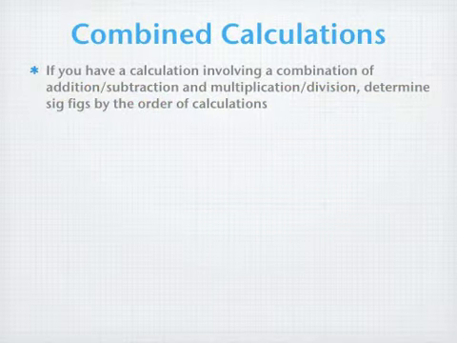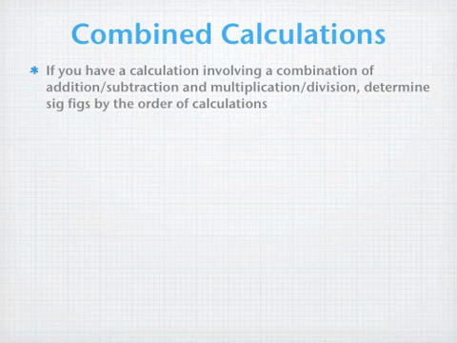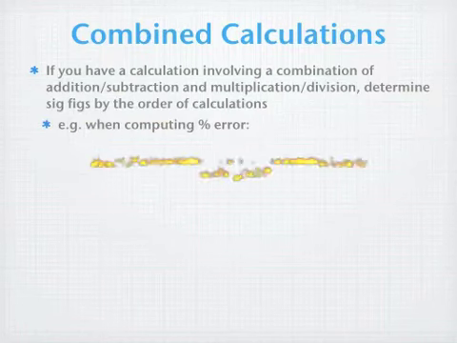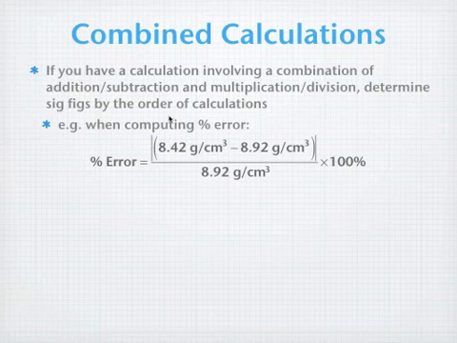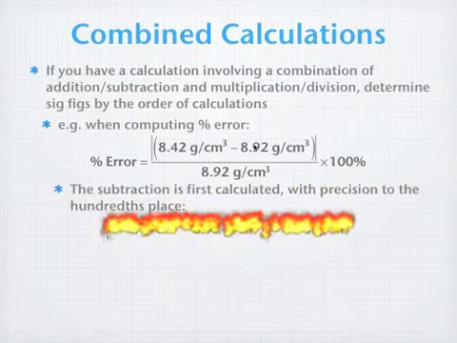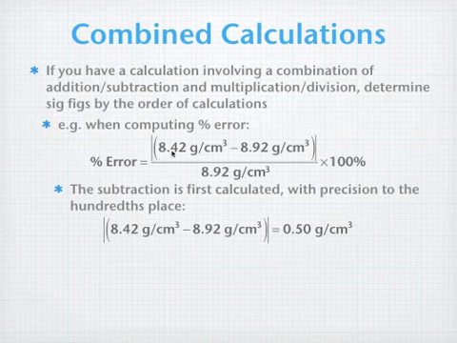Sometimes you're going to have combined calculations, for example, with our percent error. When you have a combined calculation, the first thing you're going to do is determine the sig figs by the order of calculations. Do the first calculation first, find its number of significant figures, round, and then keep going. So for the percent error, the first thing we're going to do is our calculation of the subtraction in the numerator.